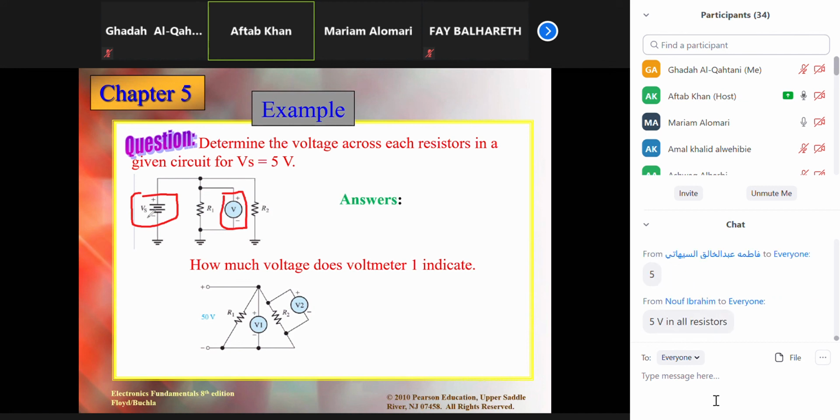See this one? Yeah, it is going to be 5 volts everywhere, right? Because it's a parallel circuit. All branches are in parallel. This is not a source. Keep in mind. Okay. Now again, go for the second question quickly.